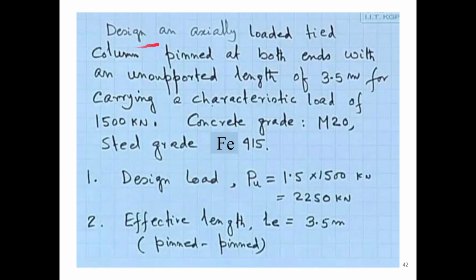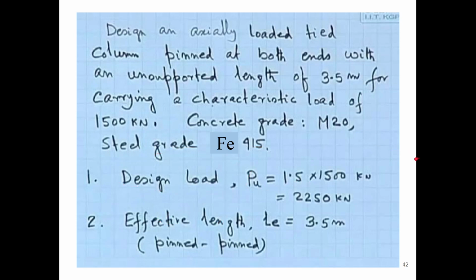So we need to design an axially loaded tied column, that is, an axial compressive load is acting on a tied column, okay, which is pinned. So we have to find the effective length based on the pin condition, pinned at both ends, okay. That is having an unsupported length of 3.5 meter for carrying a characteristic load of 1500 kilonewton, right? And the concrete grade is M20 and steel grade is Fe415, right?